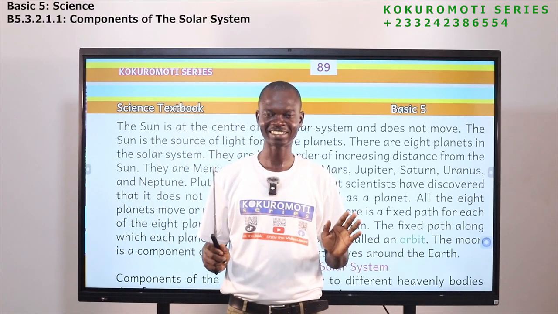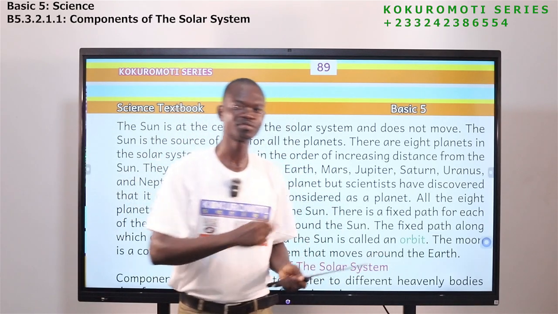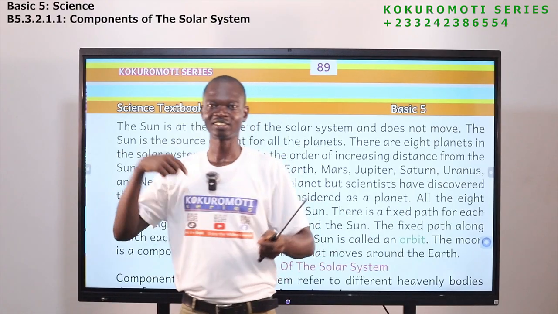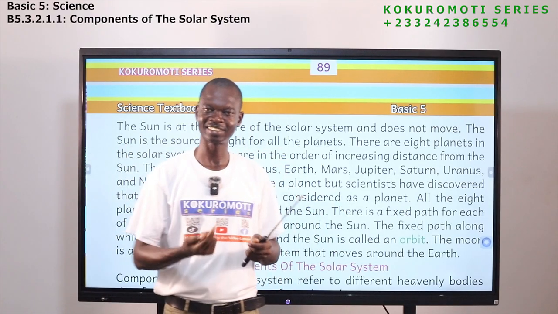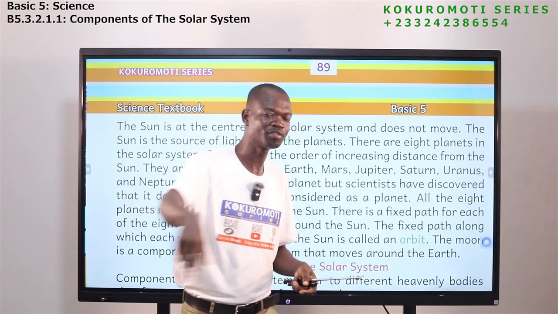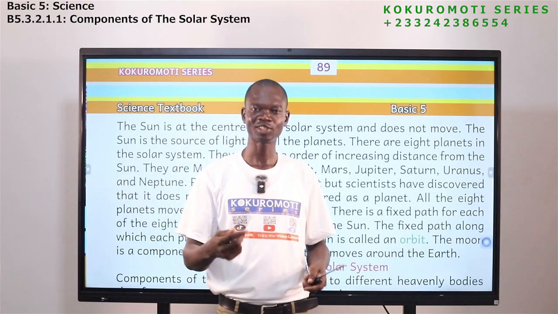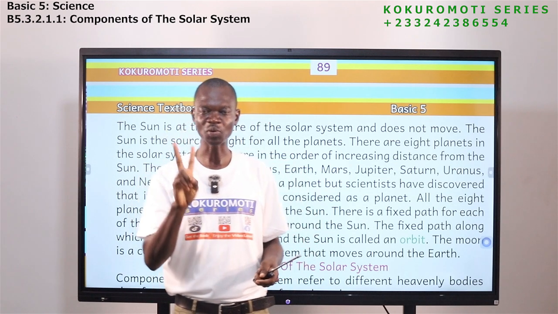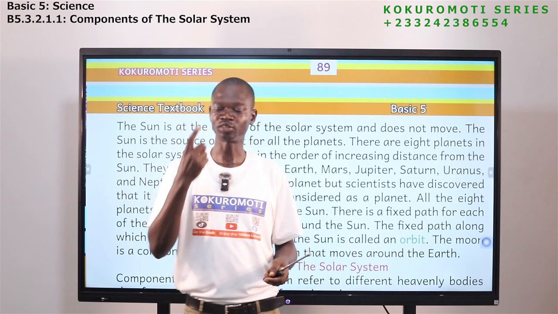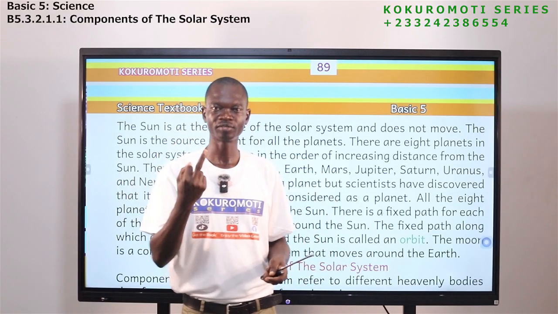So know that. Now all the 8 planets, for them, they move. They don't stay. As they are moving, they also what? Rotate. They rotate like the earth. The earth moves around the sun. At the same time, it rotates. So there are 2 things that you should know about the movement of the earth. It rotates. It's also what? Revolve.